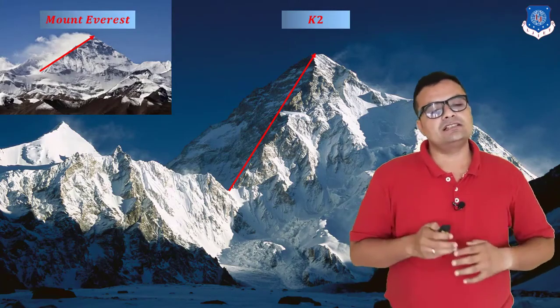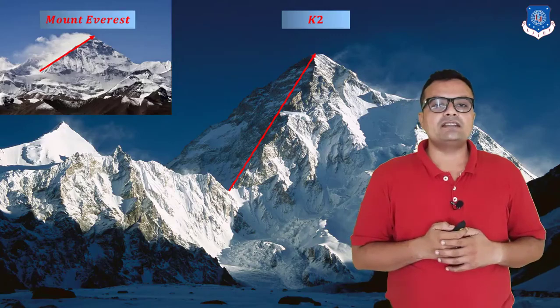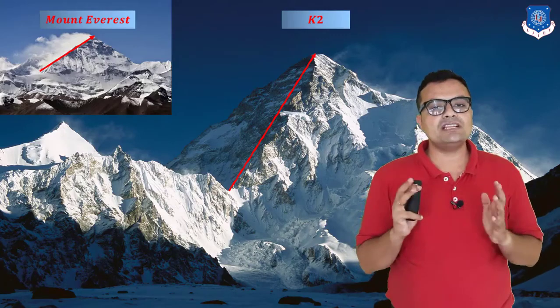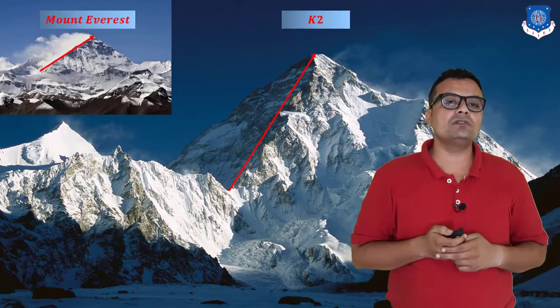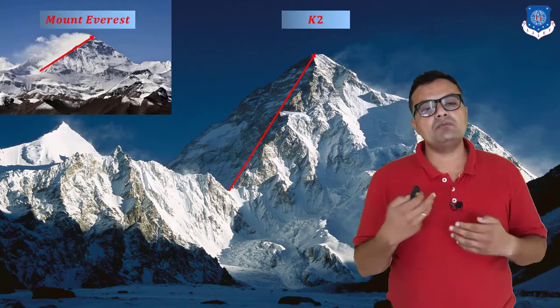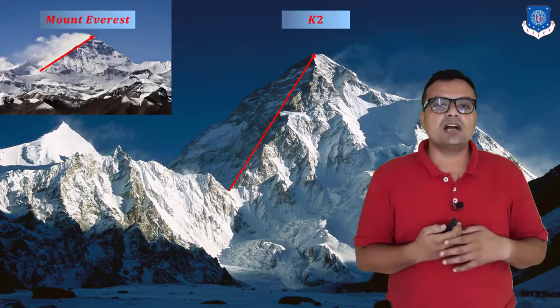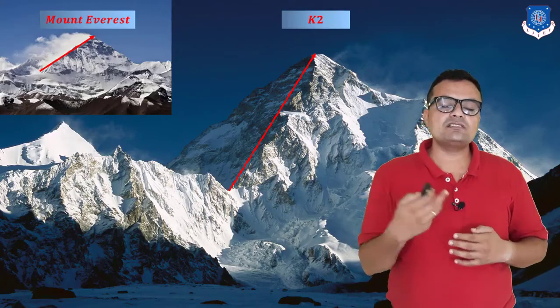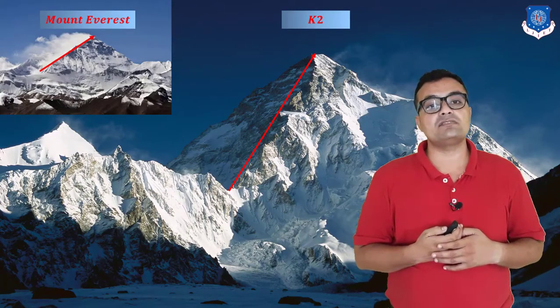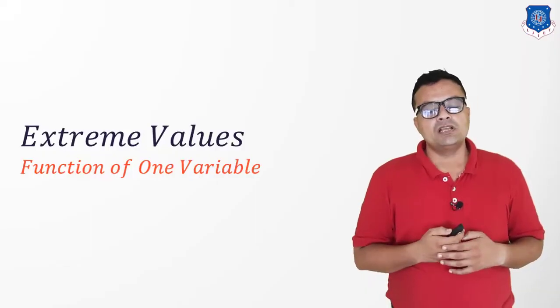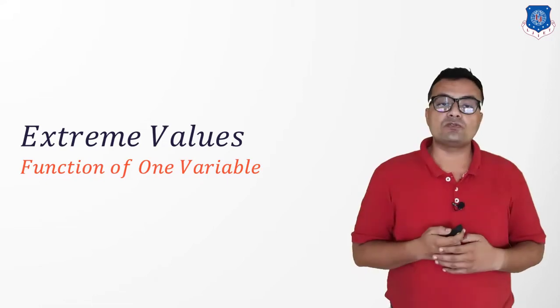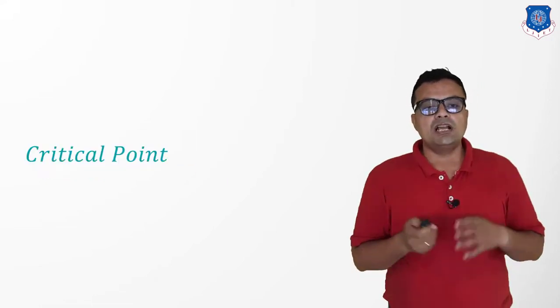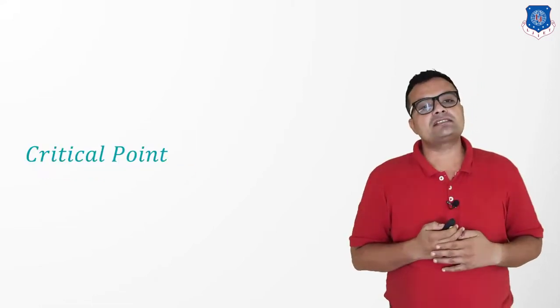Now, for us at this particular point, it is very interesting to survey this mathematically, and for that reason we need to develop maxima and minima for the function, as well as how to consider the stiffness for the function which is defining the surface. We will start from the first part, which is extreme values for function of one variable. The first thing we need in extreme values for function of one variable is the critical point.